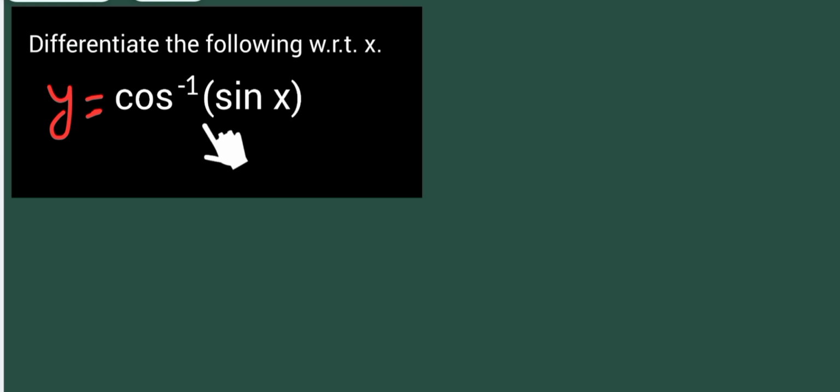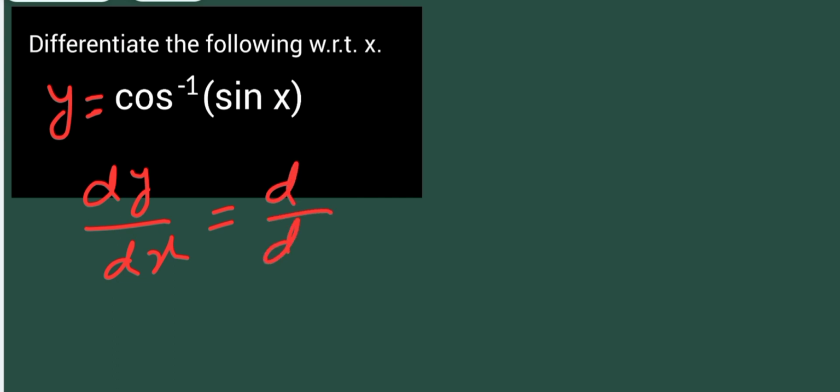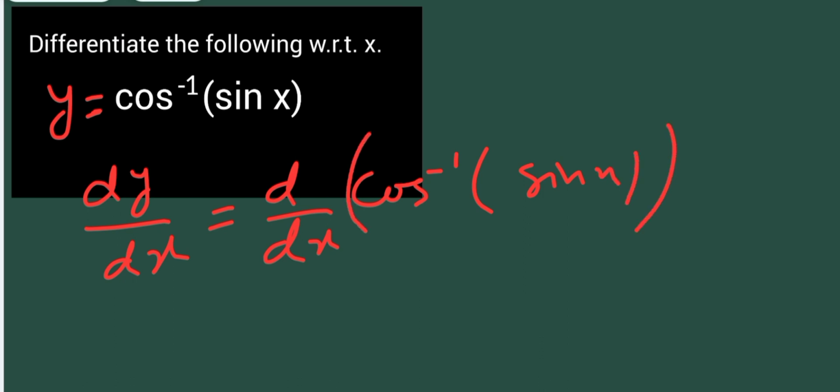To solve this question we have two methods. First, you can say, sir, this is cos inverse sin x, so we can use the chain rule. We can find the derivative of y with respect to x, meaning we have to differentiate this cos inverse of sin x. Correct? So first we can use the chain rule.